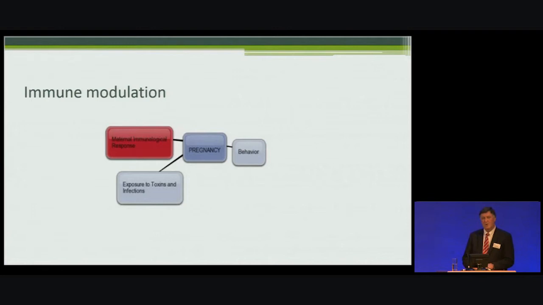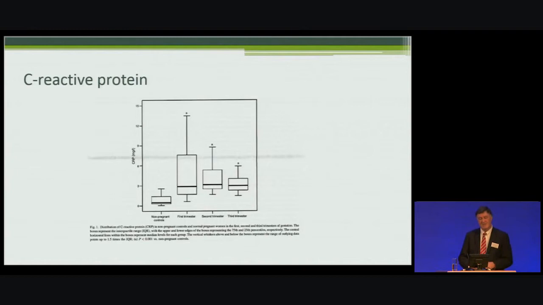One of the biomarkers that we use for the early diagnosis of infection, C-reactive protein, increases physiologically during pregnancy because pregnancy is a low-grade inflammatory state. In patients who are obese or who smoke, this increase may be more exaggerated.